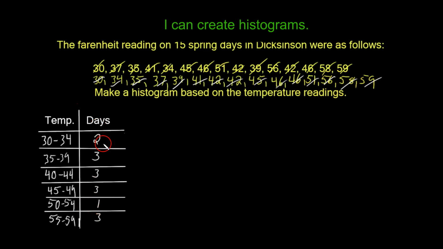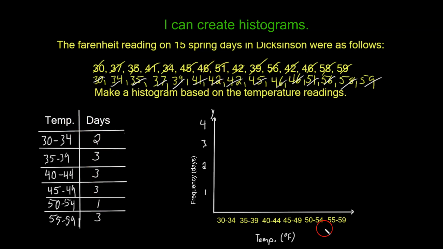Okay, so this table might be kind of boring, but now that we have all these days, we can make our histogram here. So we've got our graph set up here now. On our x-axis, going across, we have our temperatures in degrees Fahrenheit, and we have them broken up into the same temperature ranges as from our table. So from 30 to 34, 35 to 39, 40 to 44, 45 to 49, 50 to 54, and from 55 to 59. And then right here, this is our frequency on the y-axis, so the number of days, so 1, 2, 3, and 4.